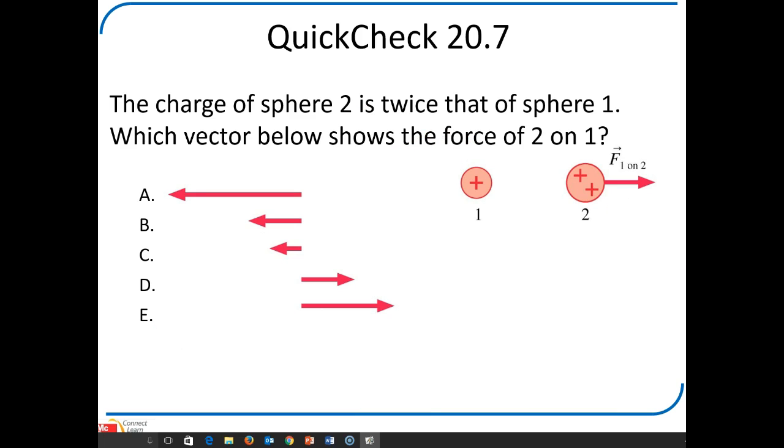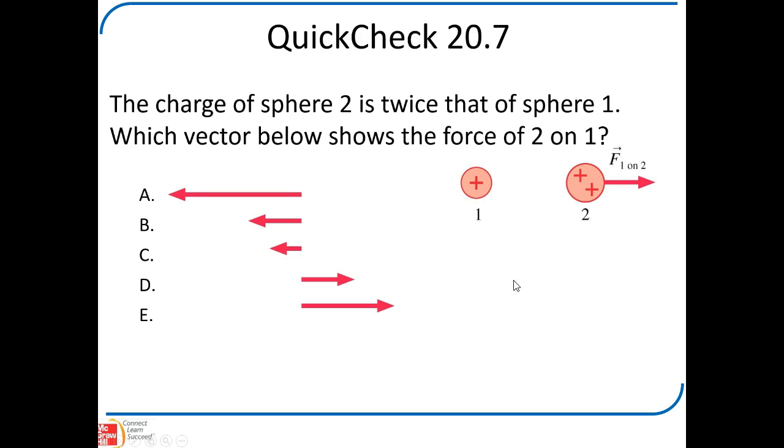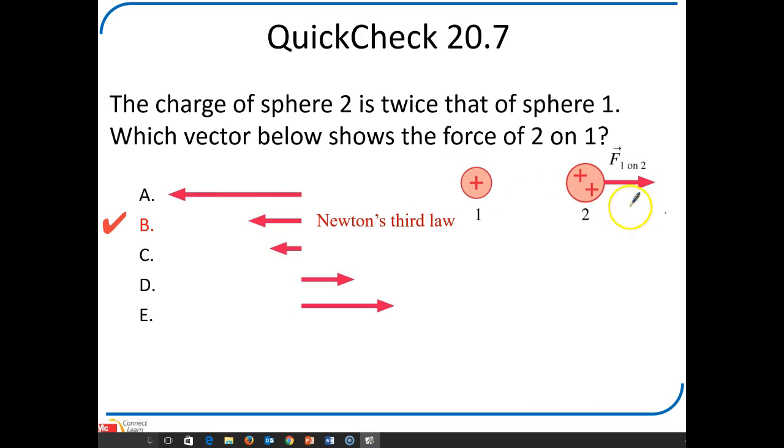Let's do some quick checks just to make sure we're understanding the material. So we have the charge on sphere 2 is twice that of sphere 1, so we've got 2 positive charges instead of 1. It says which vector below shows the force of 2 on 1. So I know the force of 1 on 2. I need to find the force of 2 on 1. Remember, really important here to remember Newton's third law, and if you remember Newton's third law, you should come out with an arrow that looks exactly the same in magnitude but is opposite in direction. And so it would be the answer that you see here for letter B. It would be the same size, just in the opposite direction as the other force.